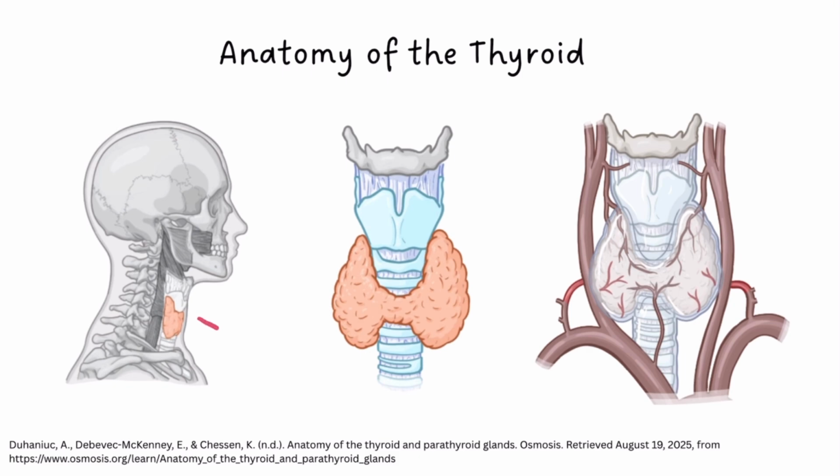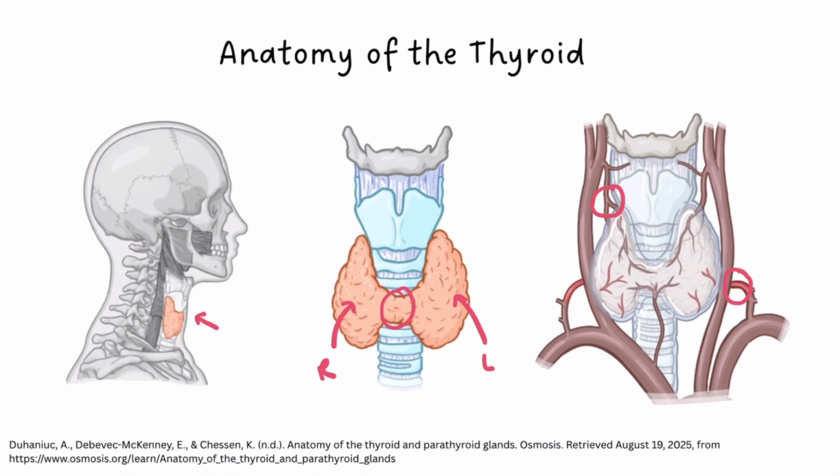Structurally, it's a butterfly-shaped gland and it's positioned anteriorly in the neck, just below the larynx, where it wraps around the trachea. There are two lateral lobes, a right lobe and a left lobe, and they are connected by a thin bridge called the isthmus. The thyroid gland is also extremely vascular, and it receives its blood supply from both the superior and the inferior thyroid arteries, and it's essentially made of thousands of follicles.